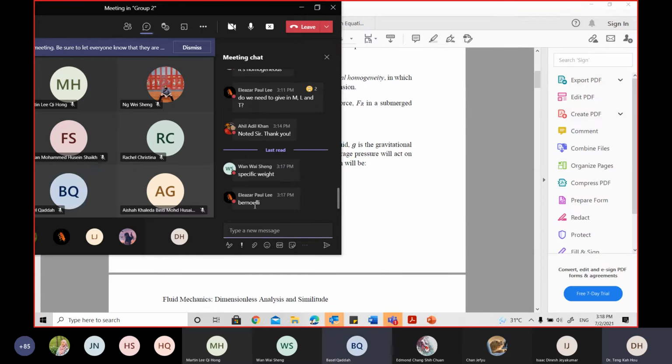Specific weights, Bernoulli. Yup, that's a good one. Yup, specific weights. And all your capillary rise equations, and all your viscosity equations. All these things should have the homogeneity, right? So that's all.